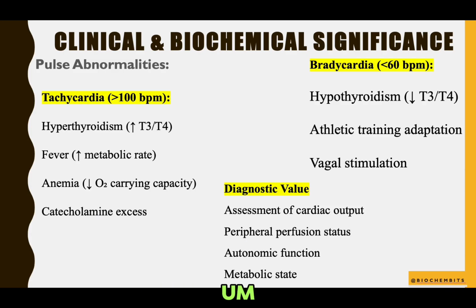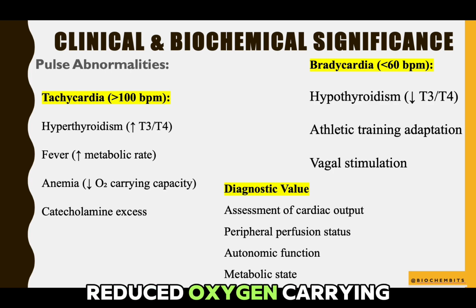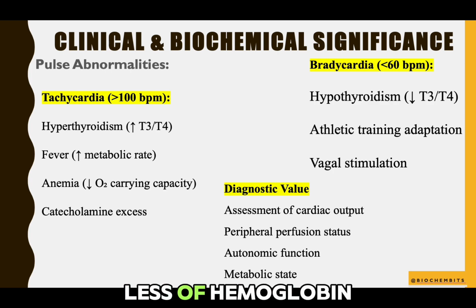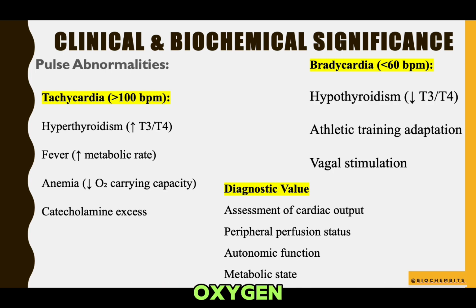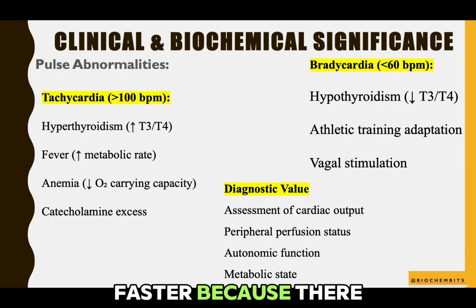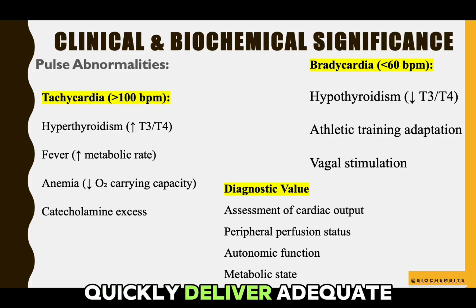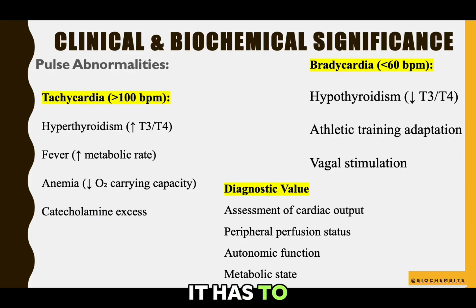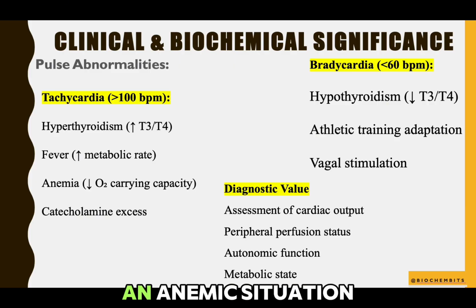In an anemic situation, when we have reduced oxygen carrying capacity within the blood, when we have less hemoglobin that is able to bind to oxygen and take it to the tissues, the heart pumps faster because there is need for it to quickly deliver adequate oxygen to the tissue. It has to be quickly pumping and renewing the available red cells, and that's why in an anemic situation you also have a fast or high pulse rate.